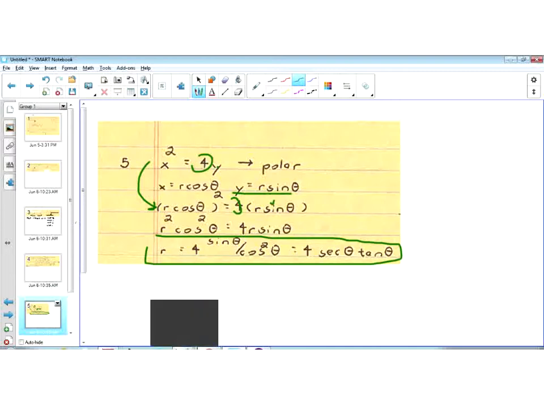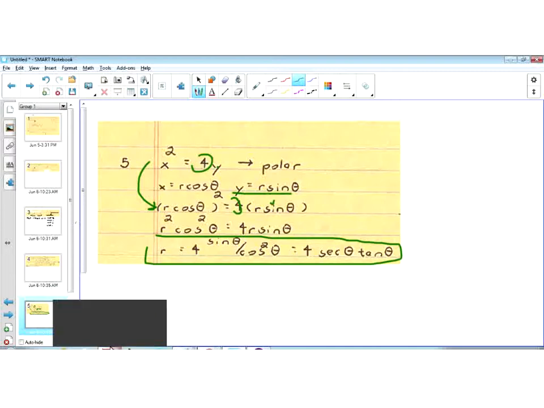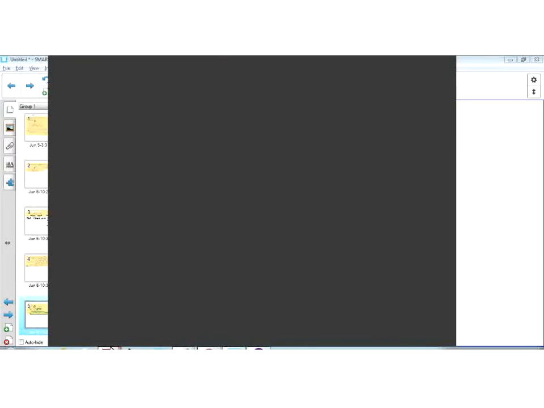Okay, so I think that does it for part 1. Now we can work on graphing polar equations. That would be the last topic, topic 6, graphing polar equations. So let me pull that up.